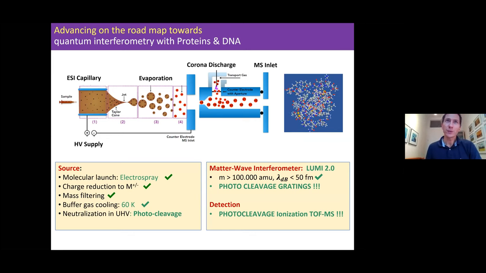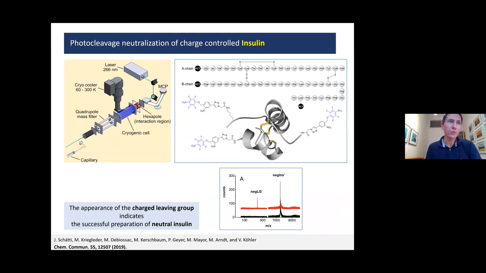The basic idea is to start from electrosprays, and you can spray essentially anything, up to COVID-19 if you wish. So you can spray them, you can charge-reduce them, which is a big challenge if they're super highly charged, which most of them are if they're massive, but you can bring lowly charged molecules into a beam, introduce them into a high vacuum, cool them even in a buffer gas cell if you wish, but then you still have to neutralize them in the end. The grating should be neutralization or photodepletion gratings.